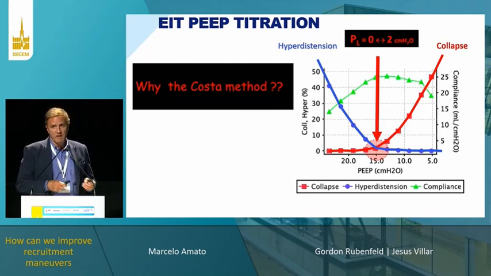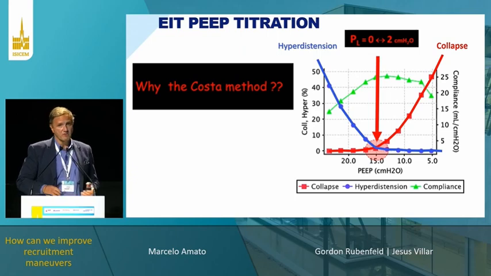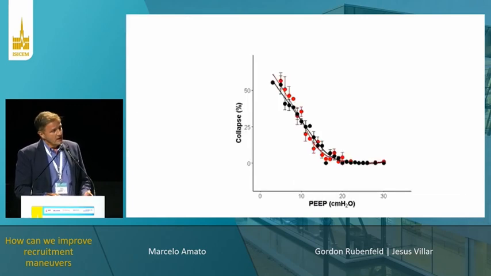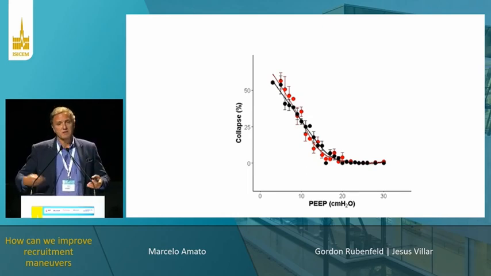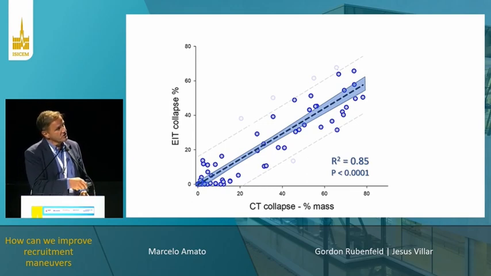The normal physiology of mammals is typically trying to set a transpulmonary pressure of between 0 and 2. That is when your airways are open and you don't have too much collapse and also not overdistension. This method is also very good because we did validation studies comparing CT and EIT, and the coincidence is very large. In fact, the Costa method was planned to be a good surrogate of CT collapse. And this is a validation study showing that the correlation between CT and EIT is very nice.